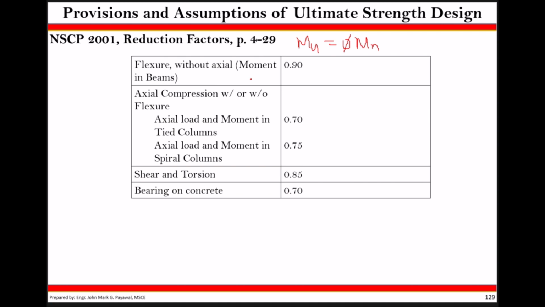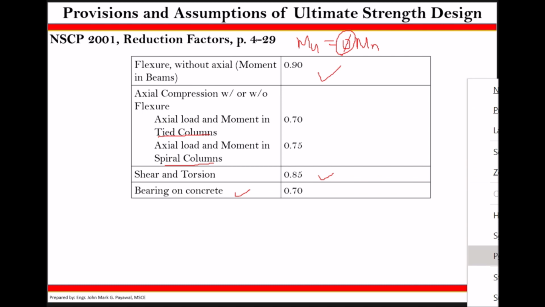But when we move on to other topics wherein we are now discussing axial compression with or without flexure, we have what we call your tied columns and your spiral columns. Under tied columns, it would use 0.7 as a reduction factor. Under spiral columns, it would use 0.75. Again, these are your reduction factors phi. Hindi pa natin gagamitin tong 0.7 and 0.75 kasi nagko-focus lang naman tayo sa beams as of now. In cases that it is against shear and torsion, the reduction factor is 0.85. And then for bearing on concrete, the reduction factor would be 0.7.